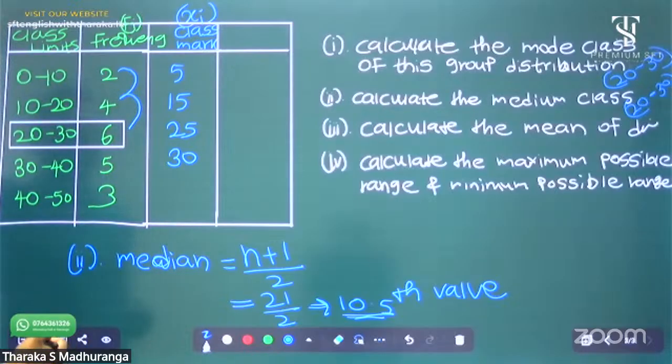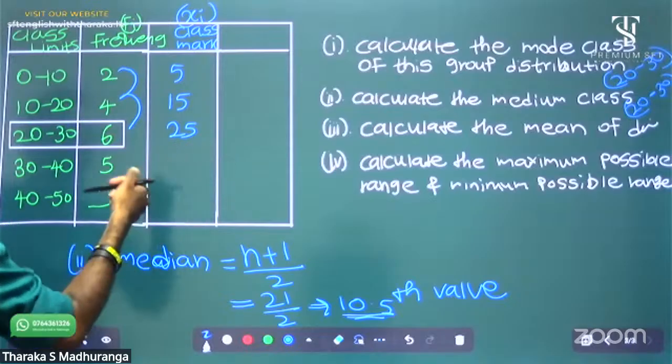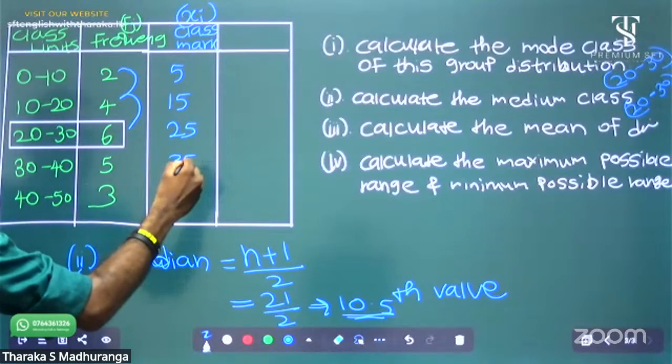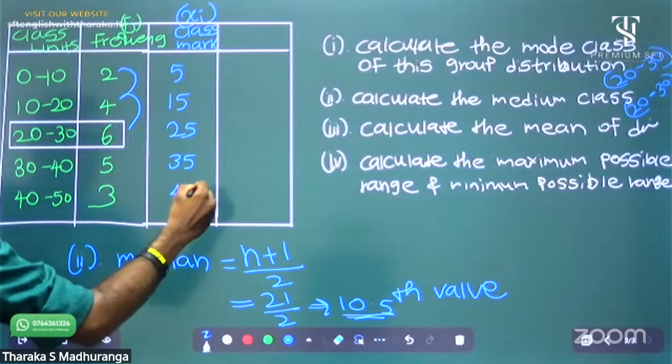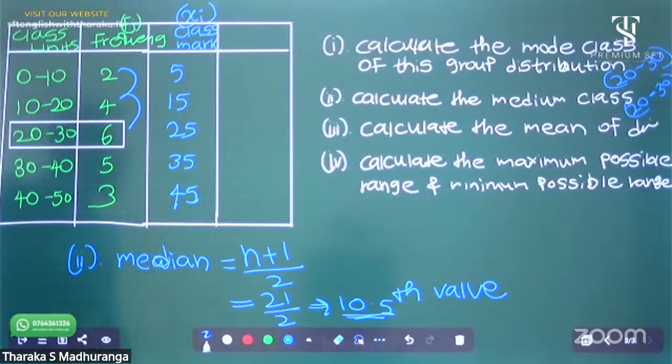Then put a check. 25, 35, sir, 35. Same pattern, 45. Now you can check again: 50 plus 40, it is 90. 90 divided by 2, 45.